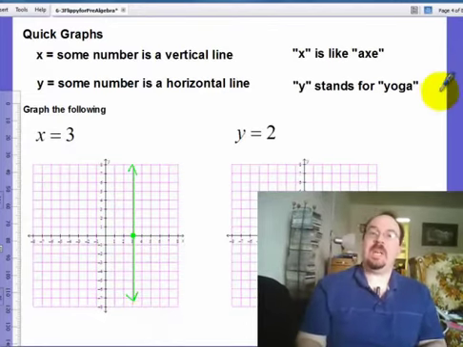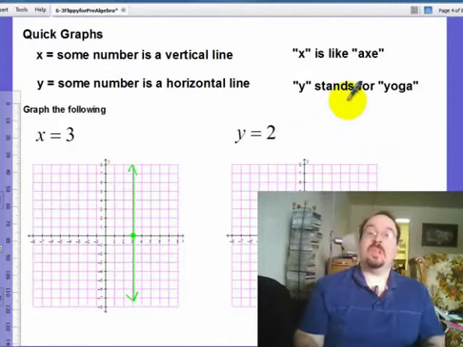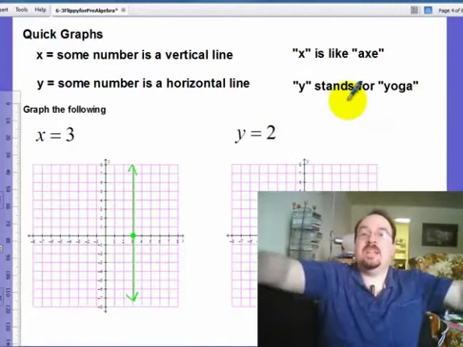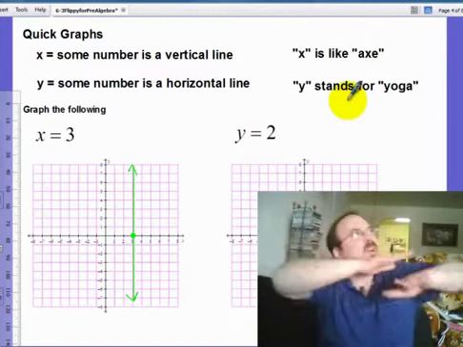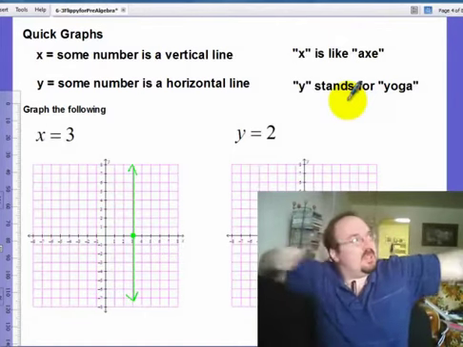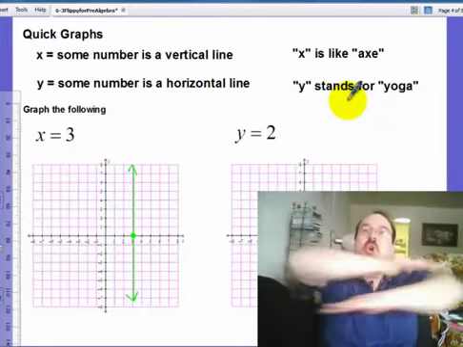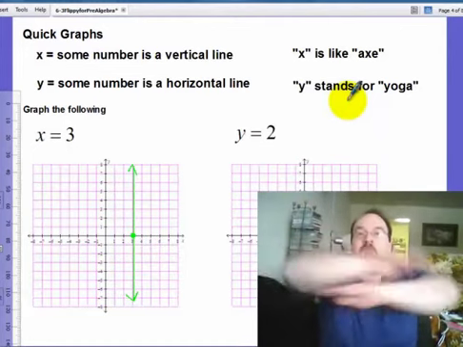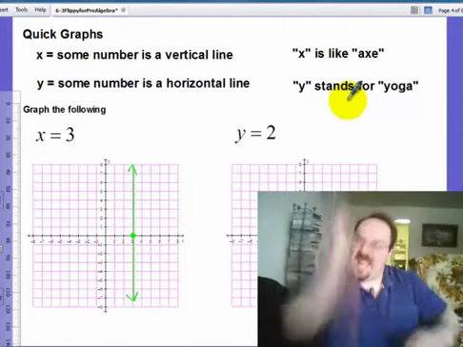Okay? Now, y equal to a number is going to be a horizontal line. This is horizontal. And what does y stand for? Y stands for yoga. And it kind of looks like I'm doing yoga here. They actually have something called the warrior pose, which kind of looks like you're shooting a bow and arrow. But anyhow, y stands for yoga. So if you have y equal to a number in your mind, you should be doing this. Okay? So x, y. X, y.